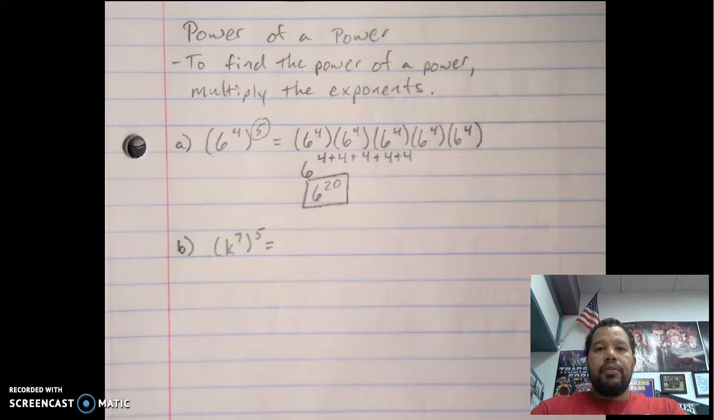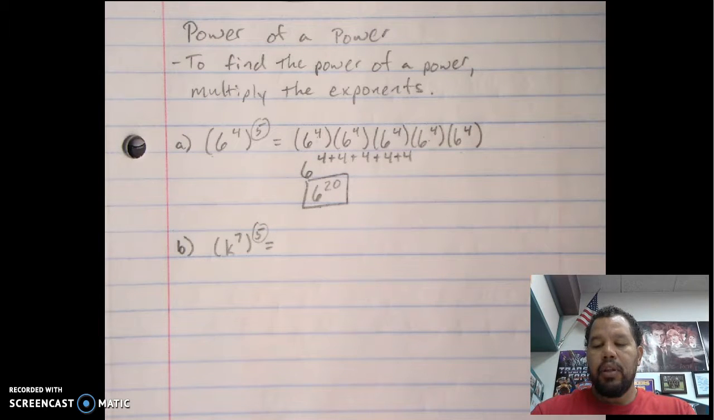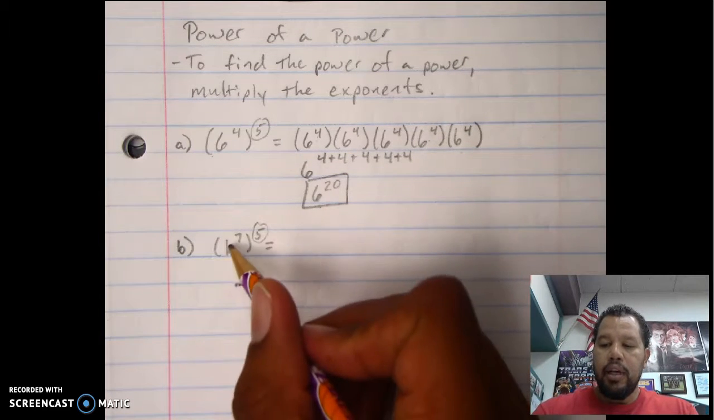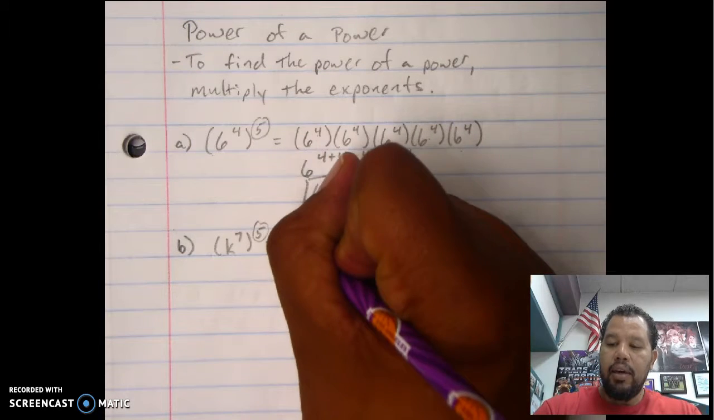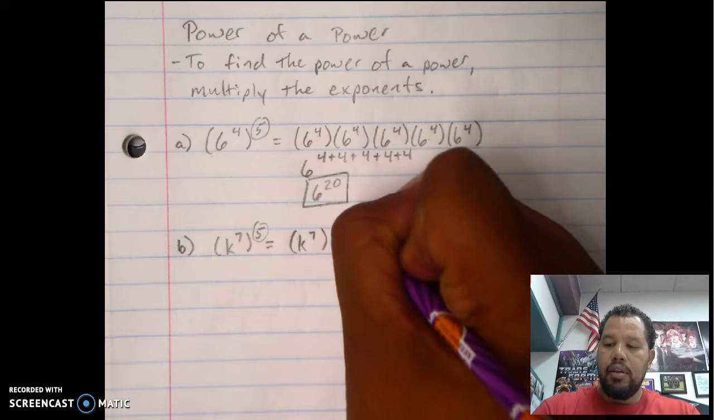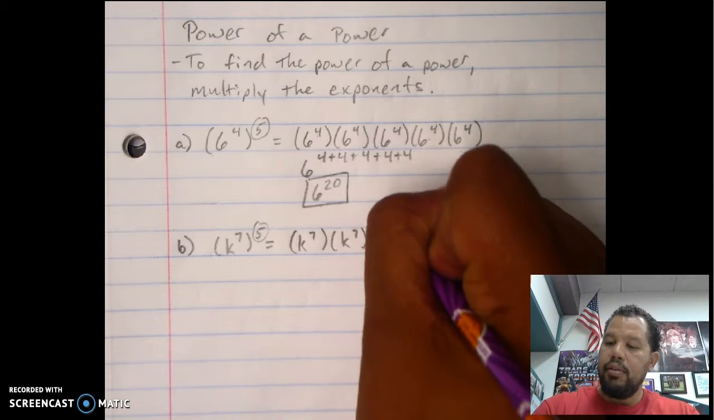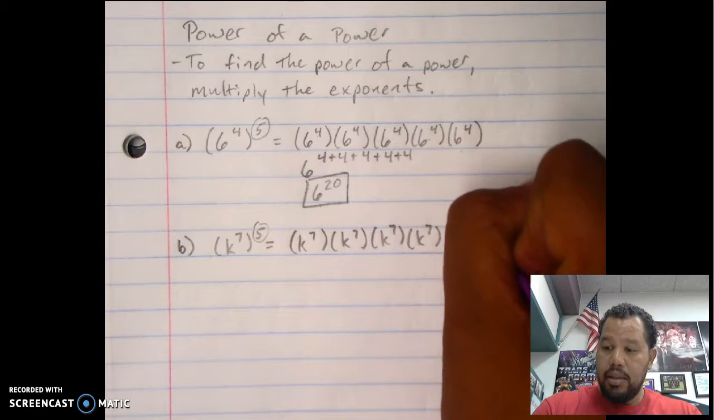Here we have the second example, k to the 7th raised to the 5th power. Once again, we're going to look at the exponent on the outside, which tells us we're going to have 5 of these k to the 7ths. So we're going to have k to the 7th 5 times: k to the 7th times k to the 7th times k to the 7th times k to the 7th.